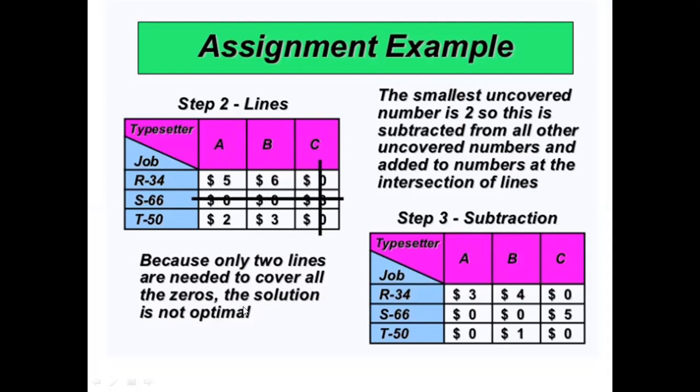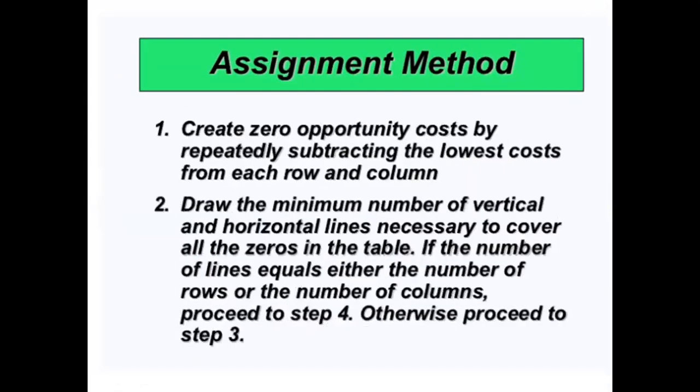It means that to know that our solution is optimal, we have to make sure that the number of lines equals the number of rows or the number of columns, as the rule stated in step 2. So as you see in the second step, if the number of lines equals either the number of rows or the number of columns, we can go to step 4, which is not possible in this case because our solution is not optimal. In this case, we have to go to step 3.